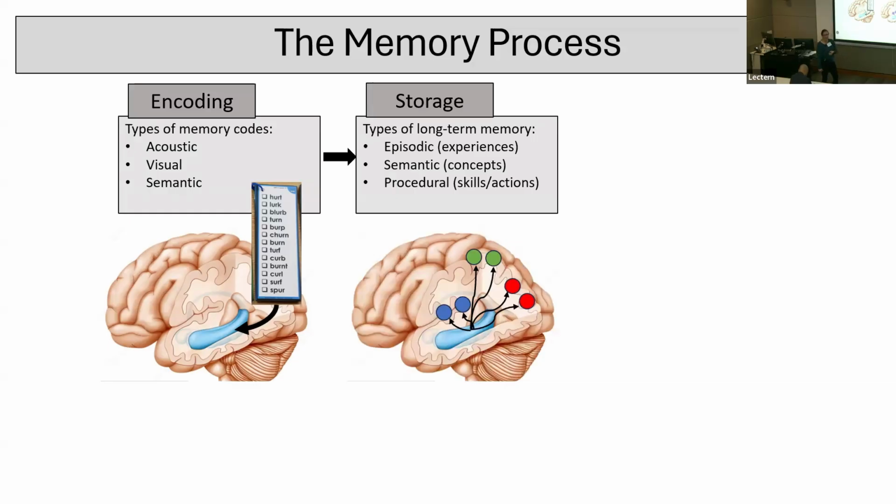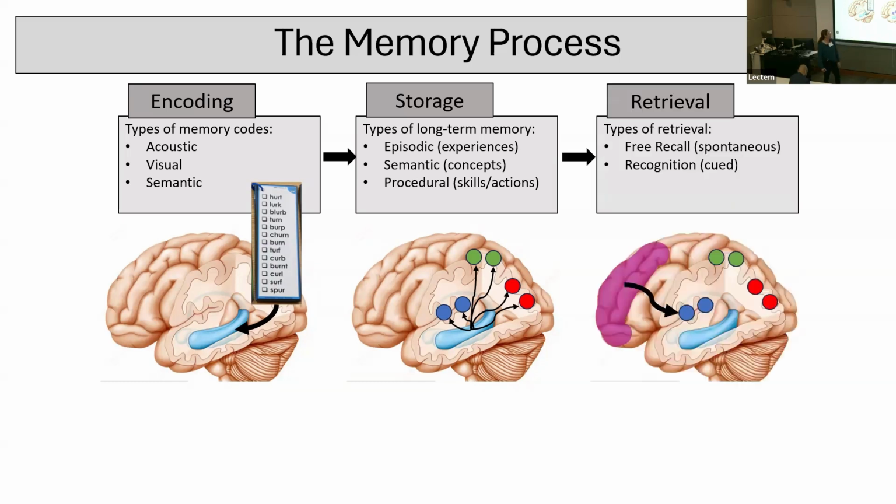The next part of the memory process is storage. So once we form a memory, it's stored in a distributed network throughout the cortex. And this is an oversimplification. But basically, the parts of the brain that light up when you first experience that memory are also how it's stored. Recalling a memory is recreating that initial pattern of brain activity. And so we encode the memory, then we need to store it over time. And then the final step is retrieval. And so that's being able to access that memory at the exact moment that you want it.